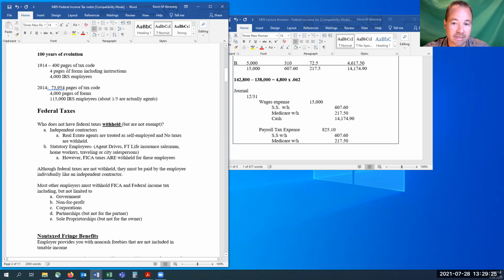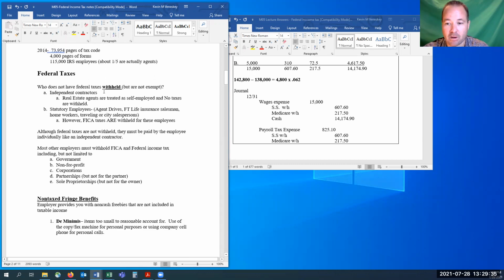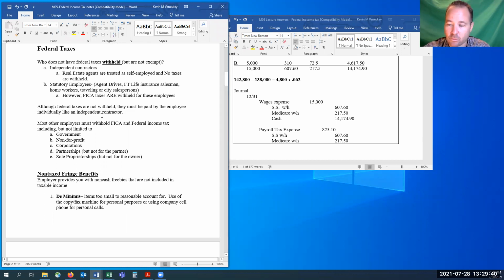You can see how big the IRS has gotten. The number of pages in the tax code just goes up and up every year. This was just the latest one that I found. All right, federal taxes. We'll go through this at a reasonable pace, but I'm not taking too much time on things that you can just read through, just kind of point out some of the higher level items.